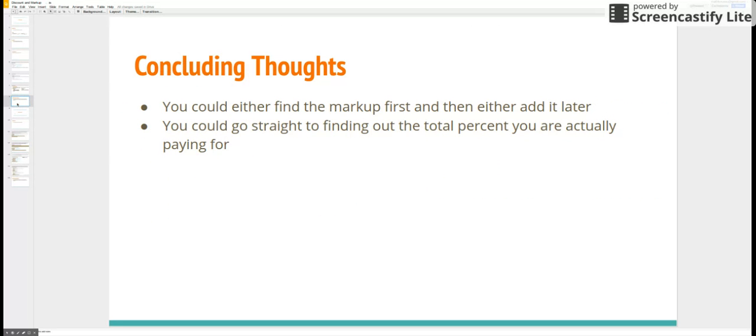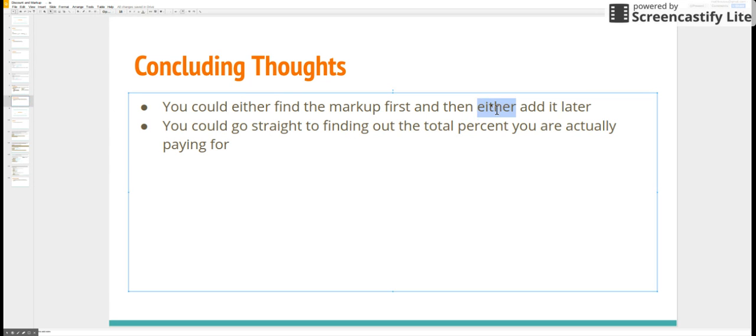Okay, so some concluding thoughts. You could either find the markup first and then add it later, or you can just go straight to finding out the total percent you are actually paying for. So either way works. Find the markup first and then add it later, or just go straight to figuring out what percent you, the consumer, are actually paying for.